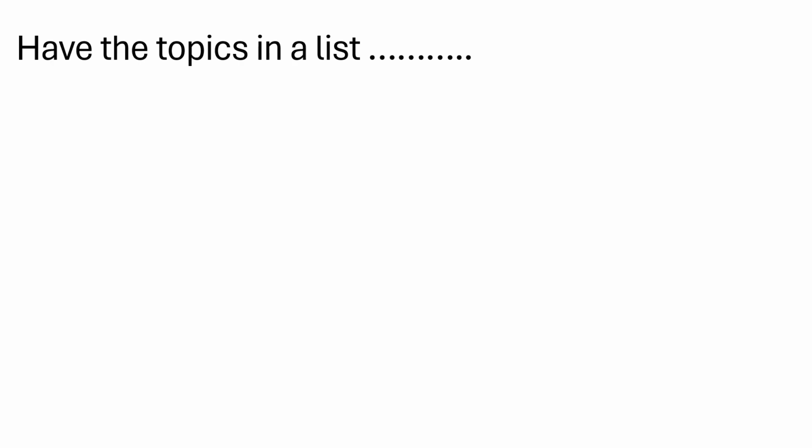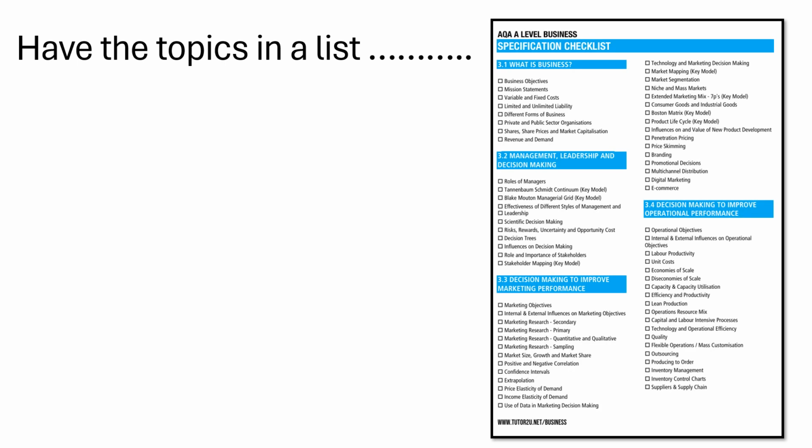A very good starting point is to have a topic list or the syllabus list and know the subjects and topics that you need to know. A really good starting point is on Tutor to You. Jim has done the AQA A-level business specification checklist. That's for this year's syllabus, for students taking the exam in 2024. But I'm sure he'll do other ones for future examinations because the syllabus has changed slightly.